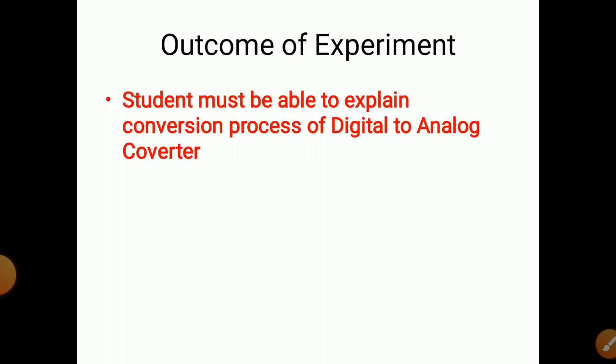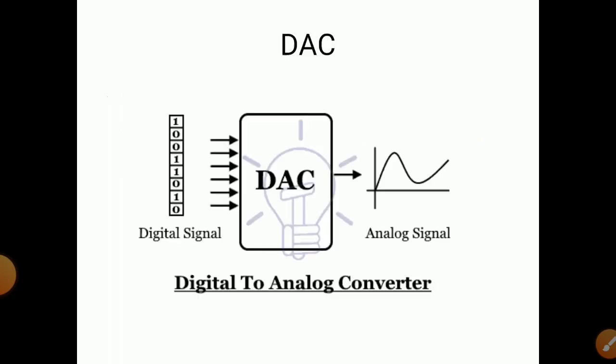So what is the outcome of the experiment? The student must be able to explain the conversion process of the digital to analog converter. So you should be able to explain the conversion process. Okay, so this is the outcome of the experiment.